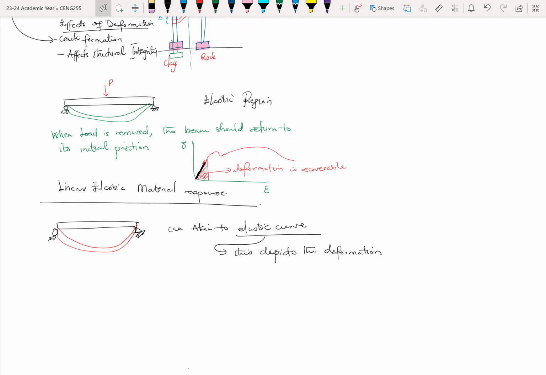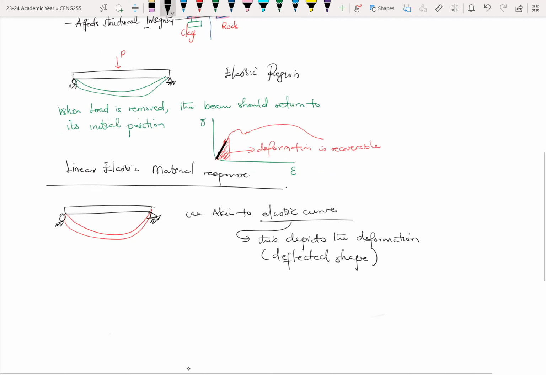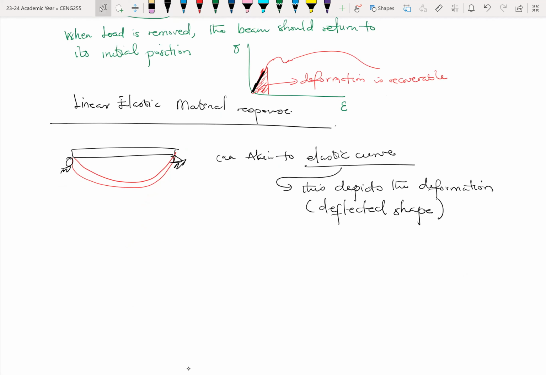Or should I say this also depicts the deflected shape? Okay, maybe let me put the word deflected shape in the bracket. So this also helps with the deflected shape. Okay. So naturally, we should be able to know how to draw the deflected shape.